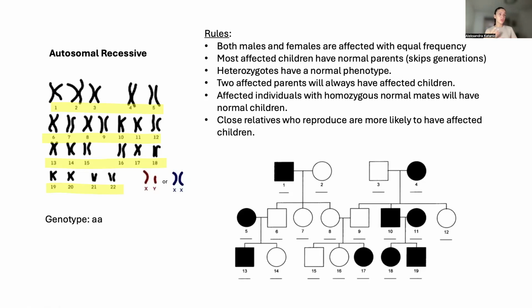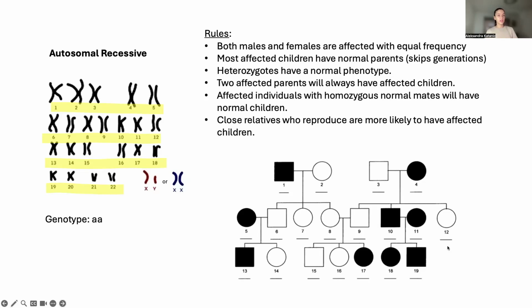All right, two affected parents will always have affected children, because two parents with homozygous recessive genotypes can only donate the recessive allele, therefore all children will be affected. And close relatives who reproduce are more likely to have affected children.